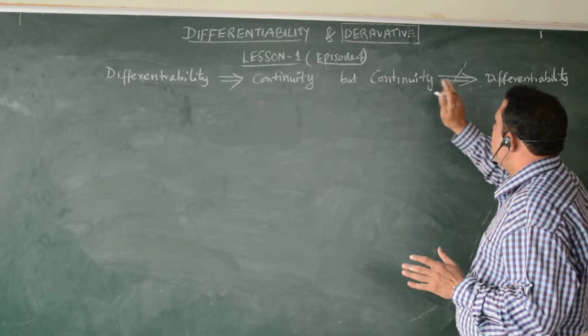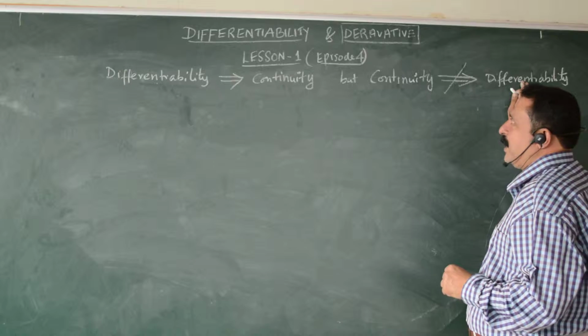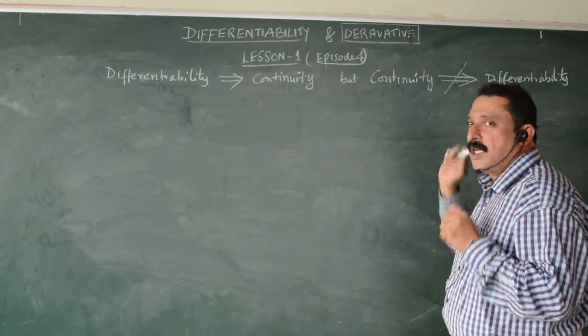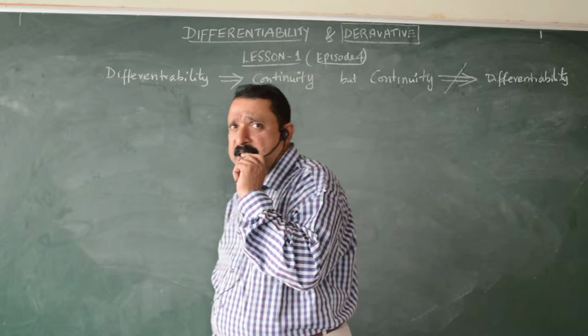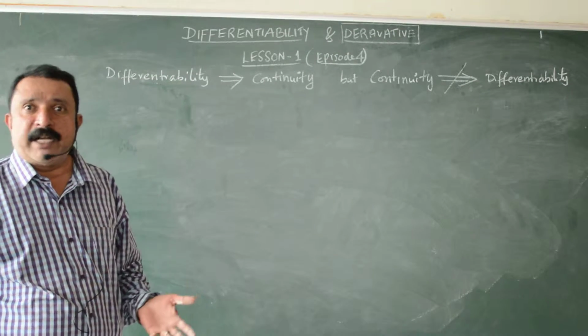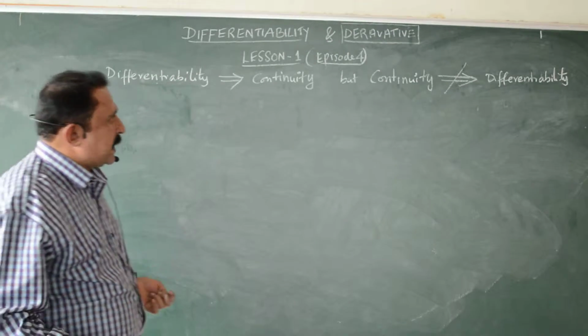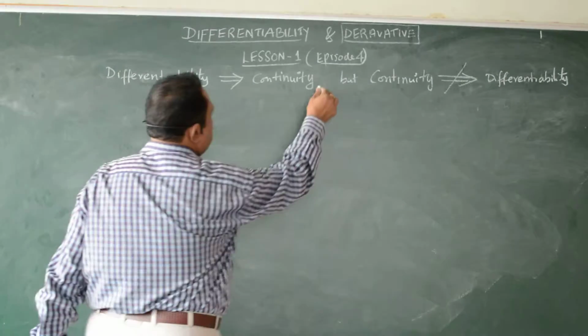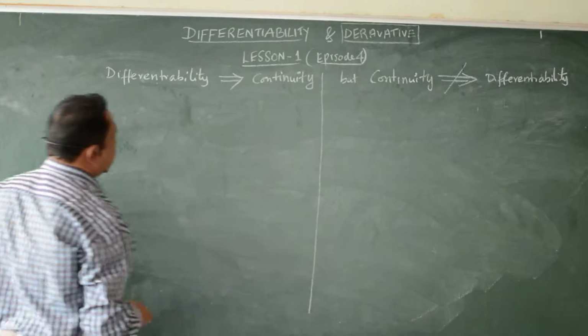But continuity does not imply differentiability. The converse is not true. If a function is continuous at a point x equals a, then it need not be differentiable. The derivative may not exist at x equals a. Now first, let's prove this, the first part.